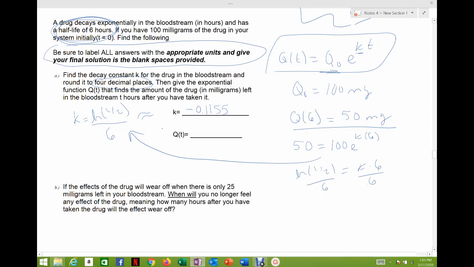Now, again, it asks for the equation, so give the equation. The equation is this equation with the parts that I found, kind of like when we find an equation of a line. You write your slope and your y-intercept that you find. Same thing here. When I'm finding an exponential, I find my initial value, which is usually given, and k, which I usually have to find. So it's 100 e raised to the negative 0.1155 times time, and that will give me how many milligrams I have in my bloodstream t hours after I've taken this particular type of drug.